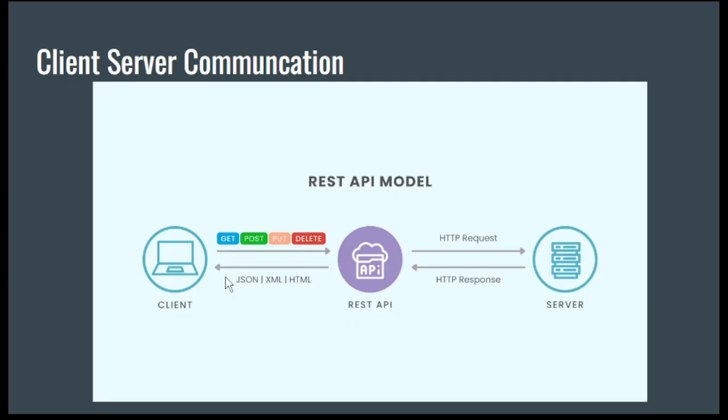I'll show you what a JSON looks like in a second, but I want to show you this is what the model is. It's kind of like a menu, a kitchen, and a waiter, right?